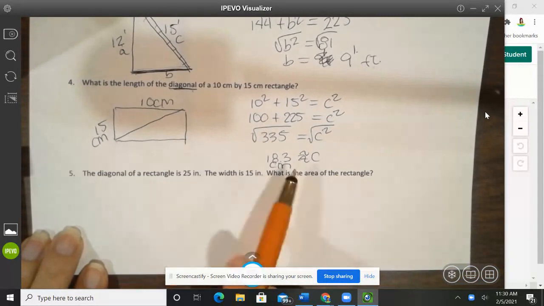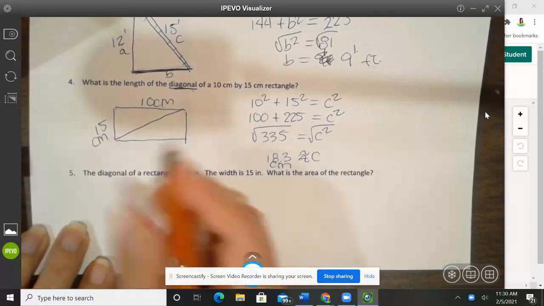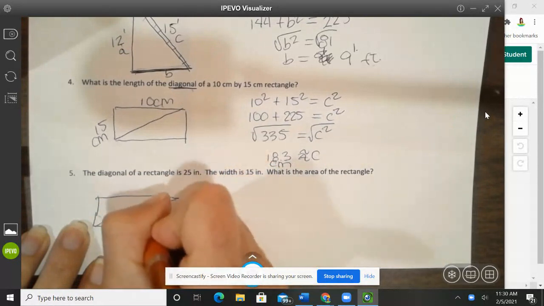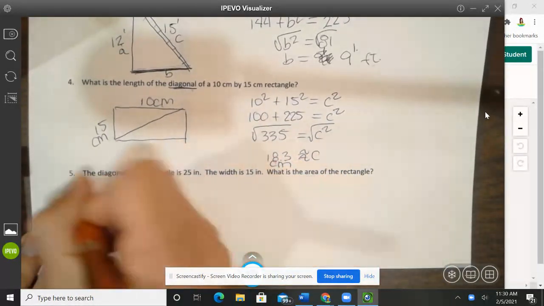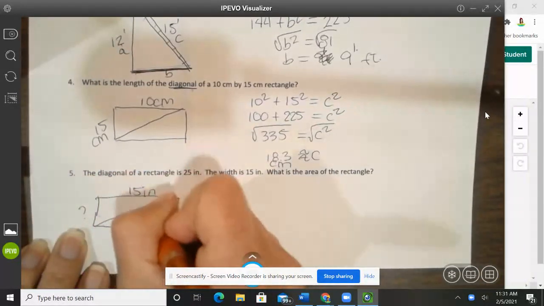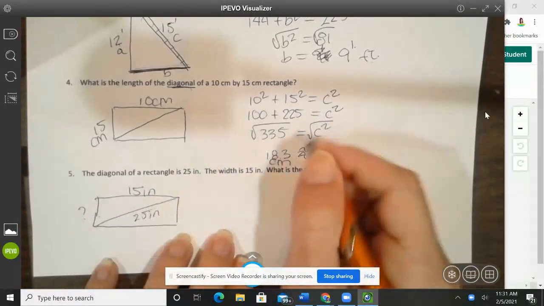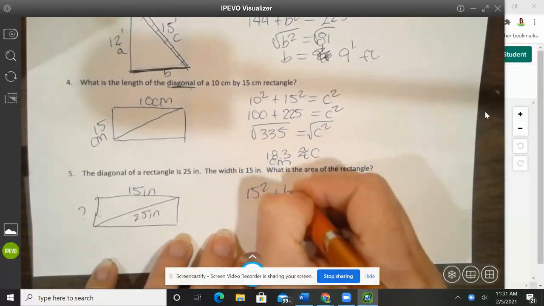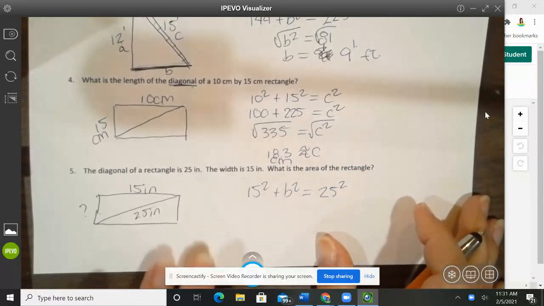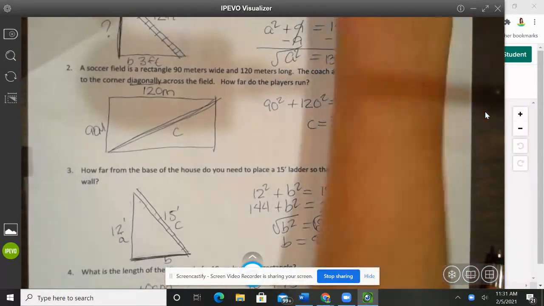All right, this is the same thing as this one, but here you're not looking for C. You have the diagonal. So let me just set it up for you guys here. So if the diagonal is 25, what is the width? So you have 15 here, and you're looking for this one, inches, right? So then you have either A or B, so that's 15 squared plus B squared equals 25 squared. And then you subtract on this one, right? All right, I hope this helps everybody. Make sure to draw it.